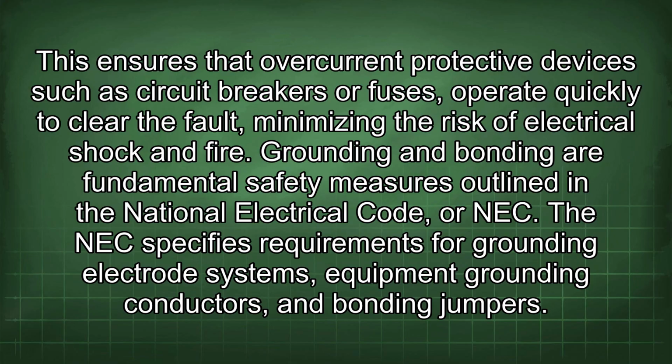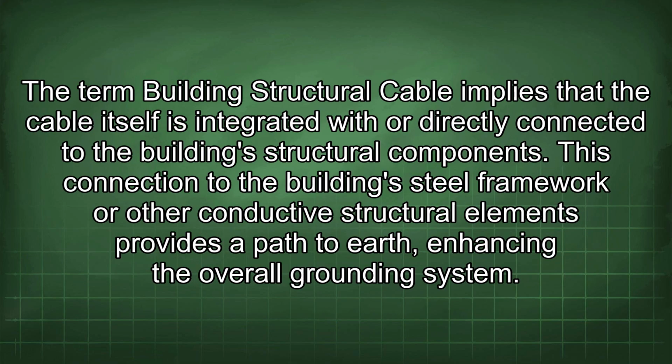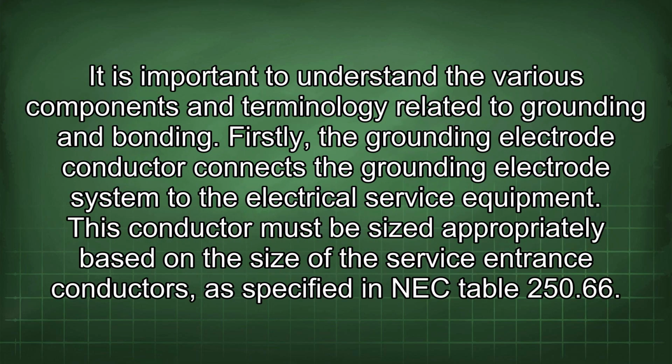Grounding and bonding are fundamental safety measures outlined in the National Electrical Code, or NEC. The NEC specifies requirements for grounding electrode systems, equipment grounding conductors, and bonding jumpers. The term building structural cable implies that the cable itself is integrated with or directly connected to the building's structural components. This connection to the building's steel framework or other conductive structural elements provides a path to earth, enhancing the overall grounding system. It is important to understand the various components and terminology related to grounding and bonding.